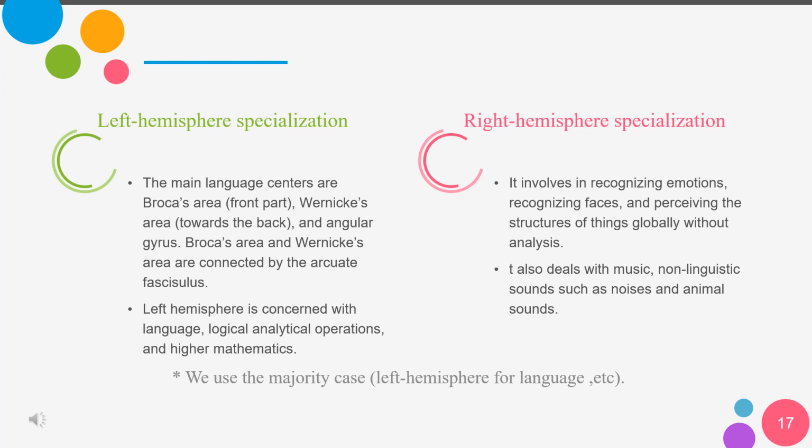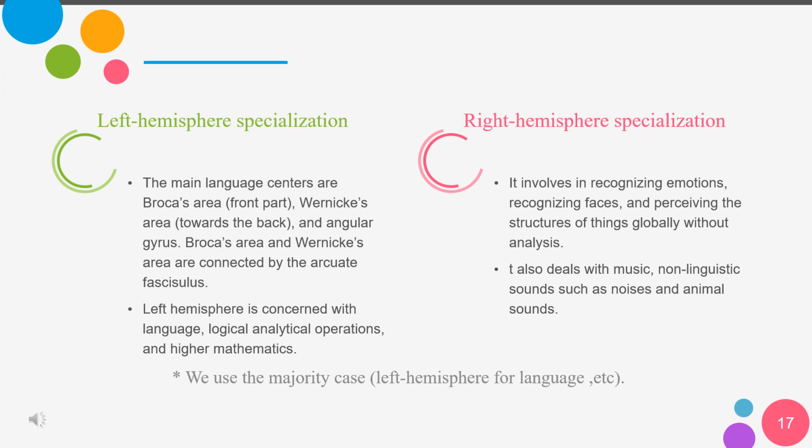The left hemisphere is also specialized as the main language center, consisting of Broca's area, Wernicke's area, and the angular gyrus. Broca's area and Wernicke's area are connected by the arcuate fasciculus. The left hemisphere is also concerned with language, logical analytical operations, and higher mathematics. Right hemisphere specializations involve recognizing emotions, recognizing faces, and perceiving the structures of things globally without analysis. It also deals with music, non-linguistic sounds such as noises, and animal sounds.